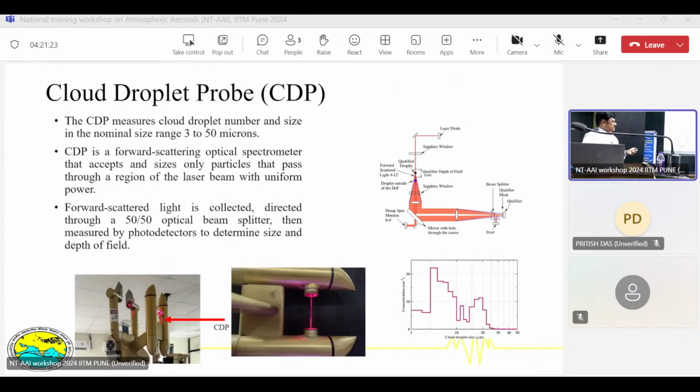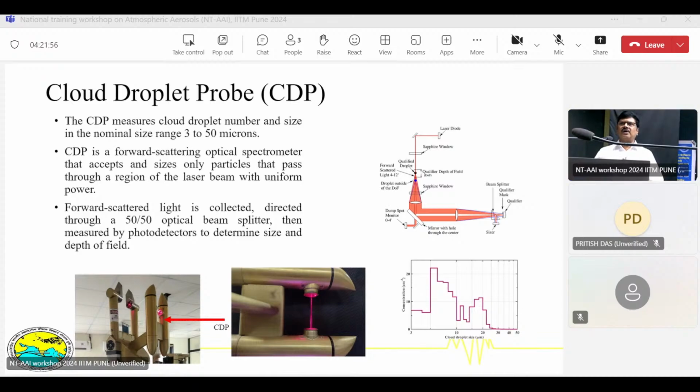So I'll come to the working principle of the cloud droplet probe. As I said, it is a probe which can measure cloud drop number and size in the size range from 3 to 50 micrometer. It is a forward scattering optical spectrometer. So it can detect particles and their sizes, which pass through this laser beam. So it's based on forward scattering.